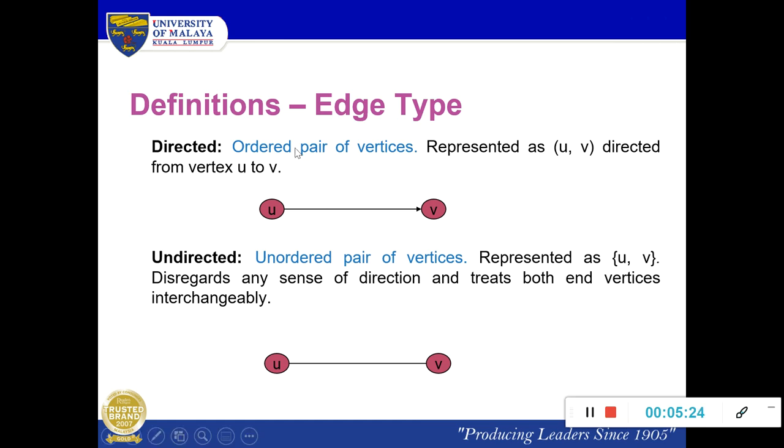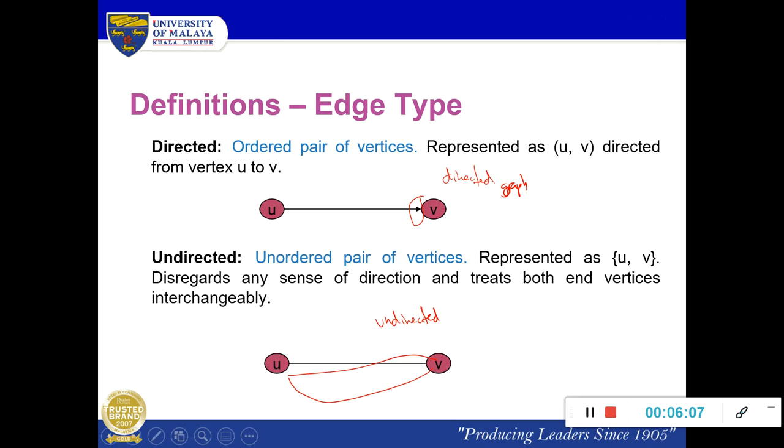So the definition: an ordered pair of vertices represented as (u, v) is directed from vertex u to vertex v. When we see the arrow, this is a directed graph. You can imagine it like a one-way street. You can only go from u to v. This one is undirected: you can go between u to v and v to u, it doesn't matter. But with directed, you can only go from u to v, a one-way street.